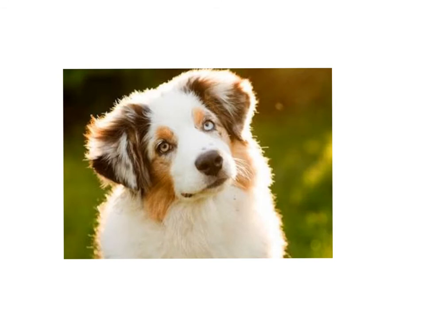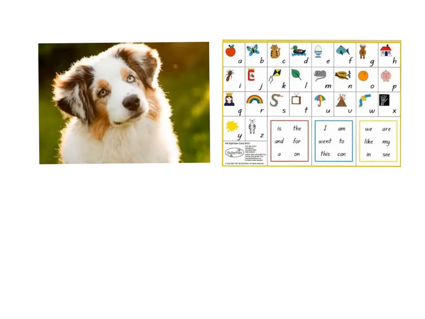Now I am going to write 2 sentences about this dog, and each of my sentences is going to start in a different way. For each sentence that I write, I'm going to use my fast words and my letters to help me with my writing. My first sentence is going to say, "My dog is cuddly."